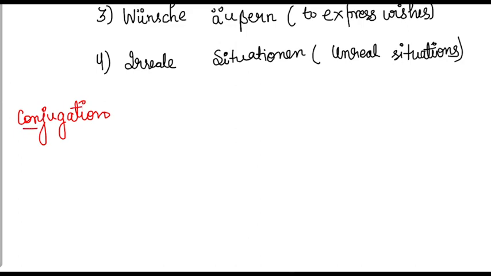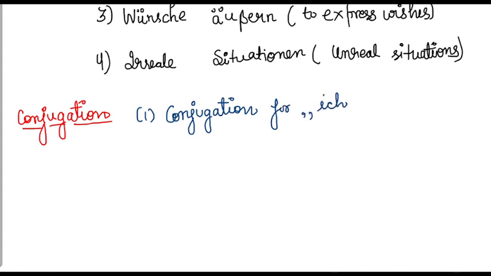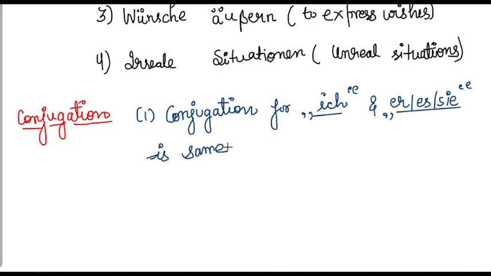Conjugation again involves a set of rules. The very first and the very basic rule is that the conjugation for ich, that is I, first person singular, and er, sie, and es, she, so in these two situations, the conjugation remains the same.